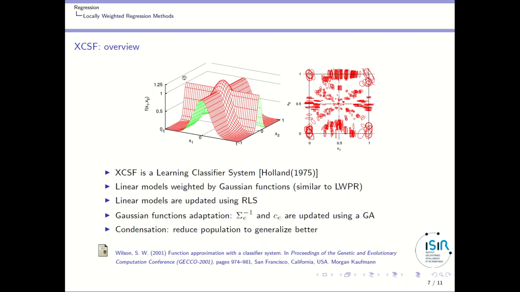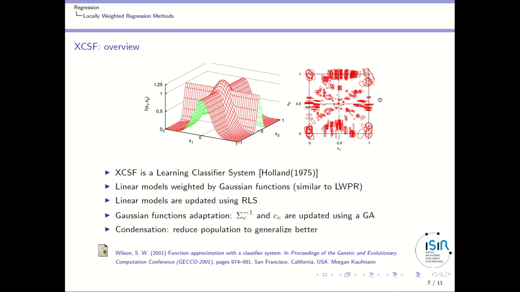Now let's have a look at XCSF, which is quite similar to LWPR, but coming from a very different source of inspiration. XCSF is a particular kind of learning classifier system, which are rule-based systems where you have a prediction part and a condition part. The condition corresponds to where your Gaussian is, and the prediction corresponds to the linear model. In fact, what XCSF does is cover the domain of the function with Gaussian models that are added and removed by a genetic algorithm.